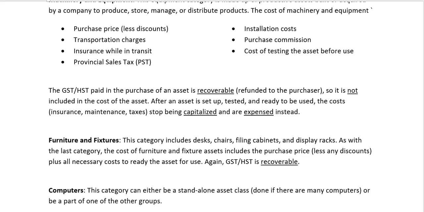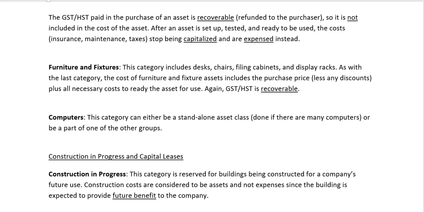After an asset is set up, tested, and ready to be used, the costs, such as insurance, maintenance, and taxes, stop being capitalized and are expensed instead. Furniture and pictures. This category includes desks, chairs, filing cabinets, and display racks. As with the last category, the cost of furniture and picture assets include the purchase price, less any discount, plus all the necessary costs to ready the asset for use. Again, GST or HST is recoverable.